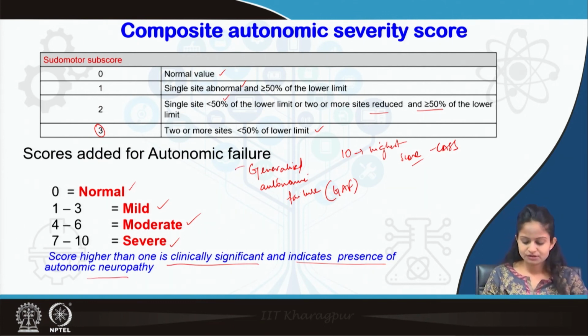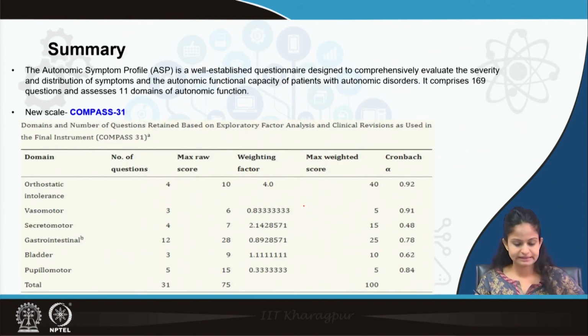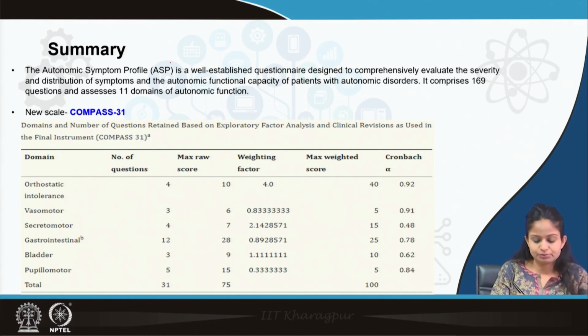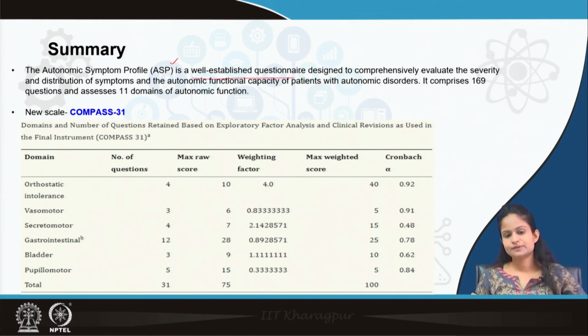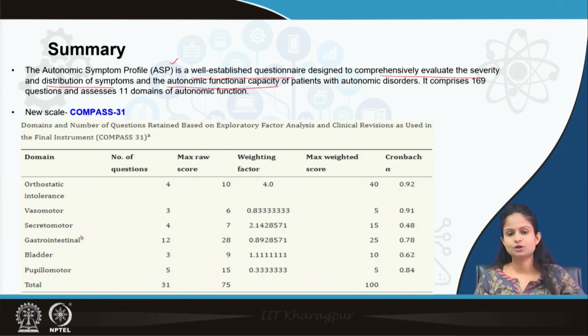So, this is mainly about generalized autonomic failure, that means along with the cardiac autonomic dysfunctions, the other systems of our body are also affected, which are usually vagally mediated, and the sympathetic nerves are also mediating them. So, in summary, this is an extra edge. The autonomic symptom profile, ASP, is a well established questionnaire which was designed to evaluate the severity and distribution of symptoms and the autonomic functional capacity of patients with autonomic disorders.